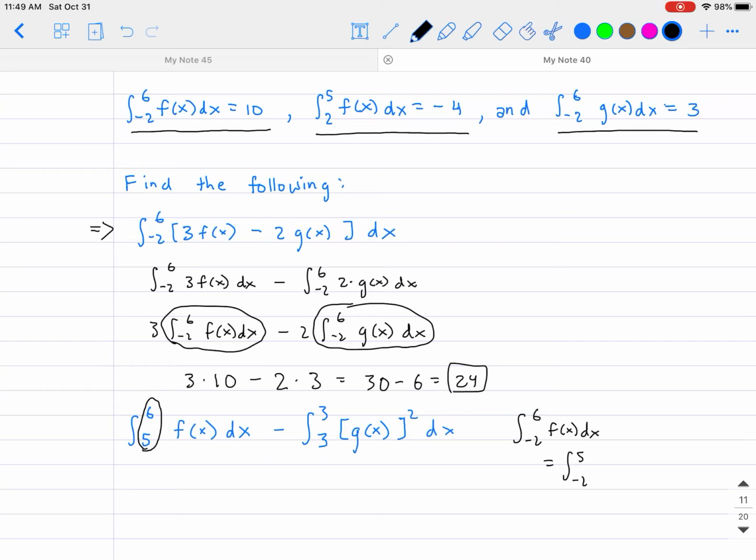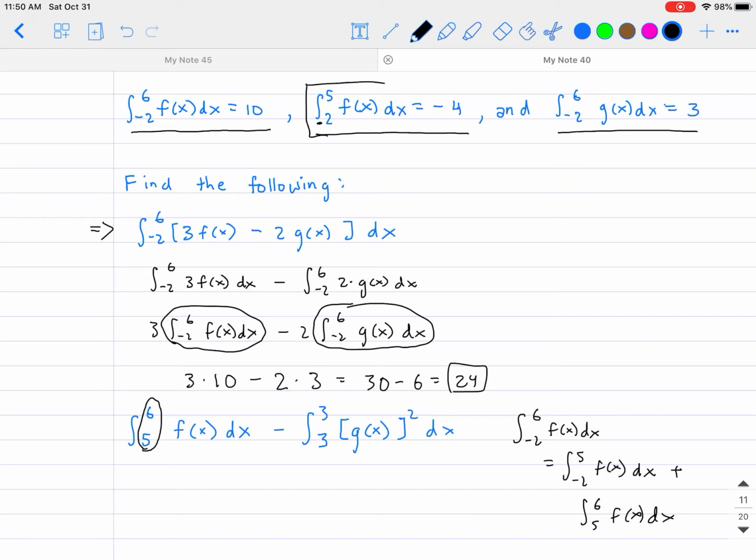Let me write this on the side over here: the integral from -2 to 6 of f of x dx, according to the property, is the same thing as the integral from -2 to 5 of f of x dx, and then you're going to add it with the integral from 5 to 6 of f of x dx. So we can actually split that into two parts.